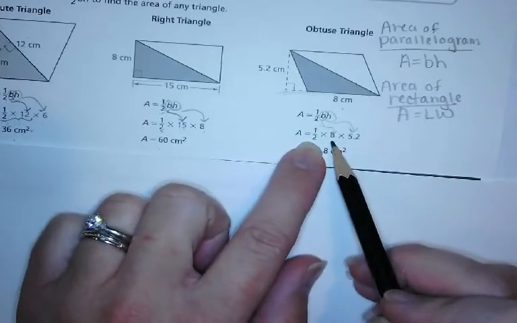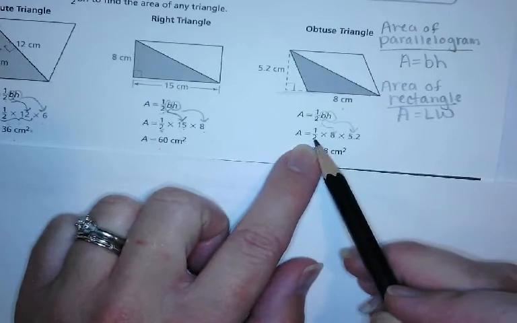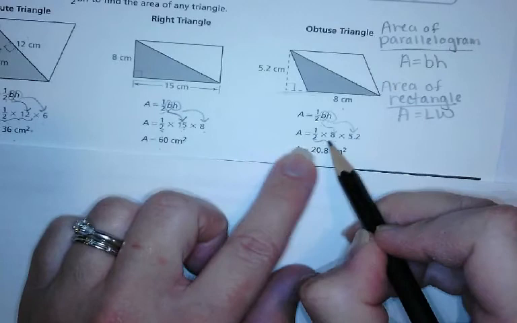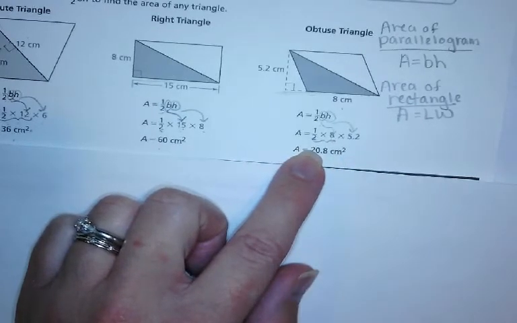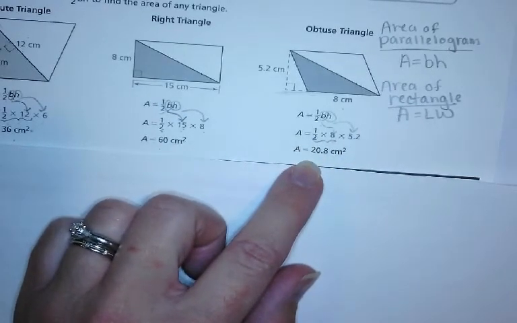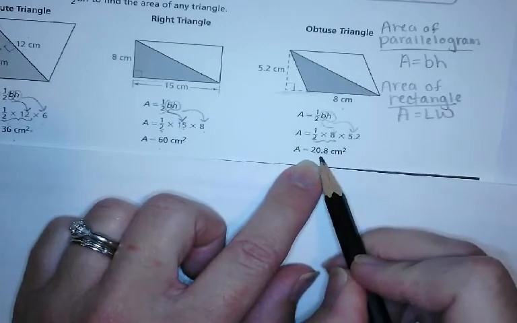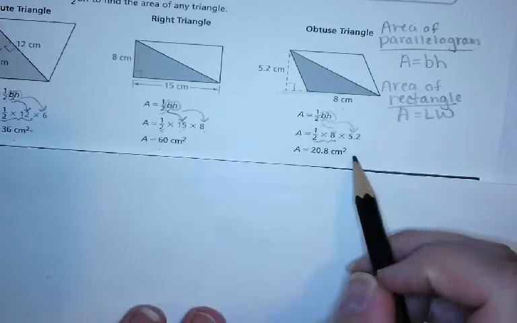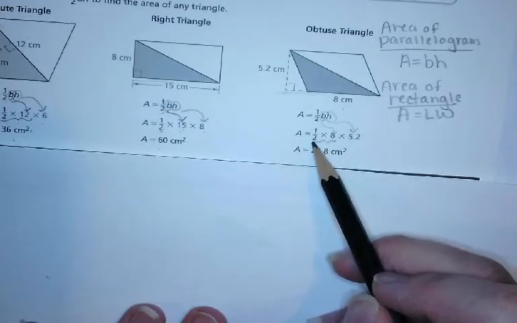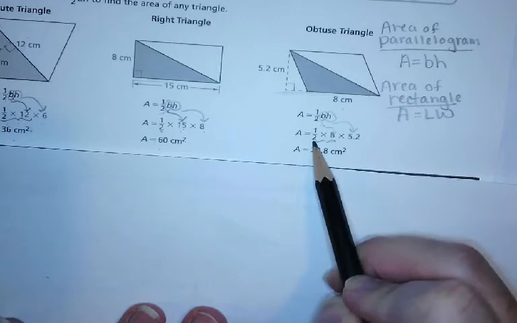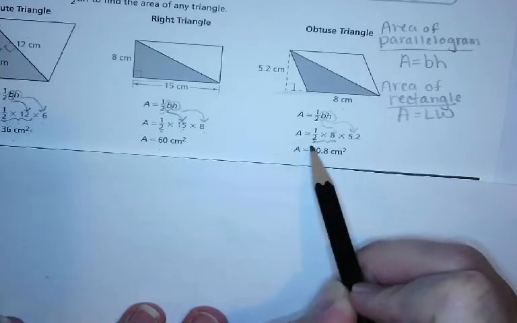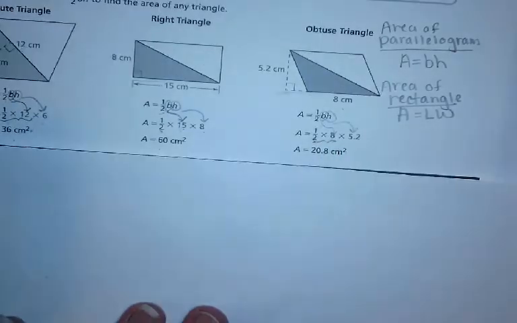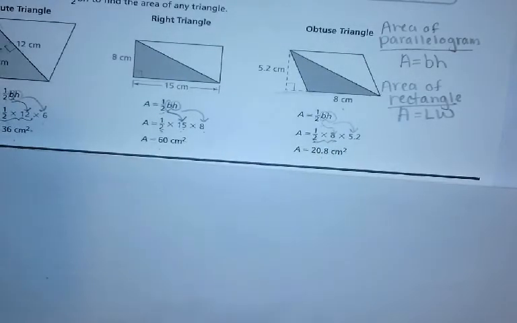So again, if you could do this in your head, you would want to take half of the even number. So that would be 4. So I'm multiplying this first. And then 4 times 5 2/10 would give you the 20 8/10 centimeters squared. You can't do that in your head, so using a calculator, you could also use 0.5 or use that ABC key to set up your fraction, times 8 times 5 2/10.